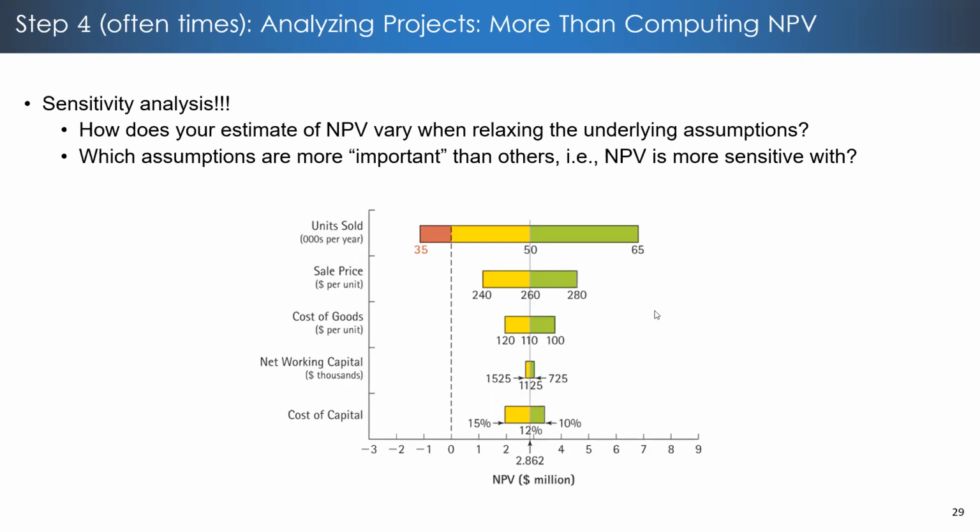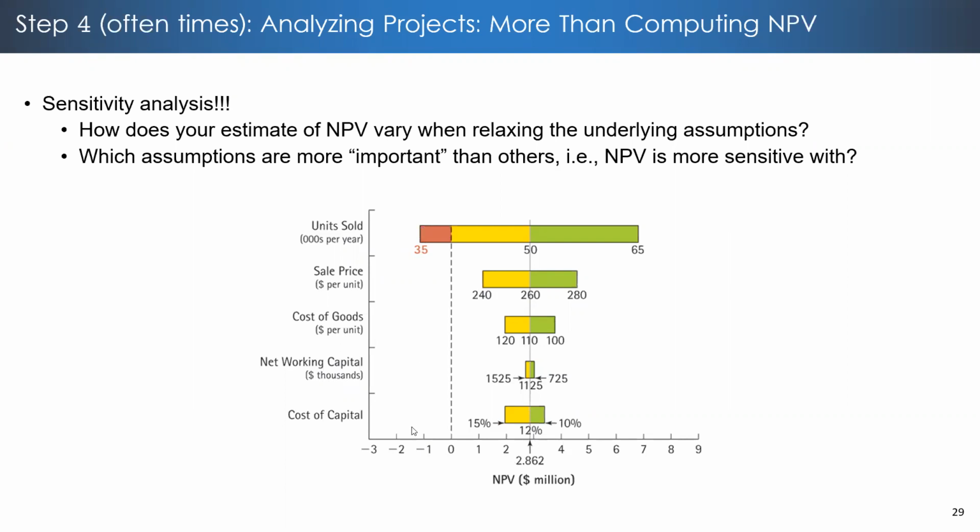How sensitive is net present value to different inputs? So for example, if we look at the first thing, units sold. If we change our prediction of the number of units sold from 50,000 to 35,000, then holding everything else constant, we will reach not an NPV of 2.86 anymore, and instead we will reach a net present value of likely between -1 to -2.